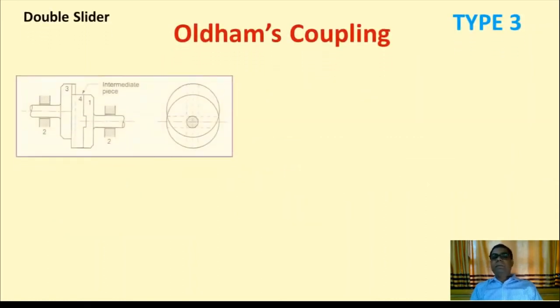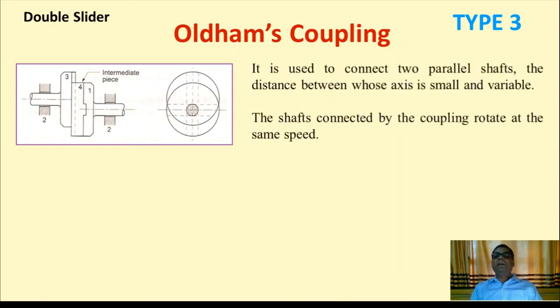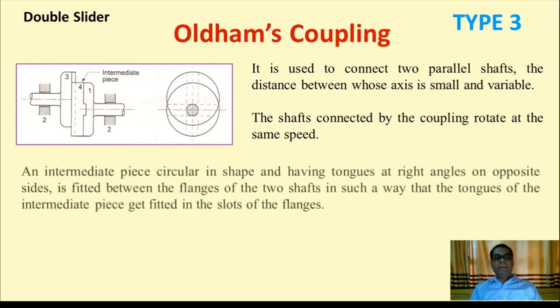Next comes Oldham's coupling. Oldham's couplings are actually a very common type of mechanism, especially in pumps and pump fittings, where the driving and the driven shafts are not coaxial but parallel, not collinear, but very much parallel. So over here these particular types are used, the distance between whose axes is small and variable. The shafts connected by the coupling rotate at the same speed.